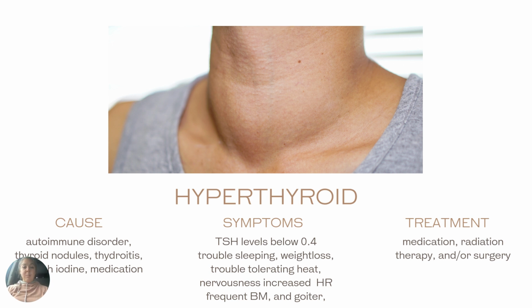You might have trouble sleeping, weight loss for no reason, trouble tolerating heat, nervousness, increased heart rate, more frequent bowel movements, and then the only physical sign of something that has to do with your thyroid is what they call a goiter, which is an enlargement from an excess of thyroglobulin, which you will see in my other presentation on the thyroid. So treatment for hyperthyroidism, again, is going to be medication, radiation therapy, and then possibly surgery, depending on if you get to that goiter point.